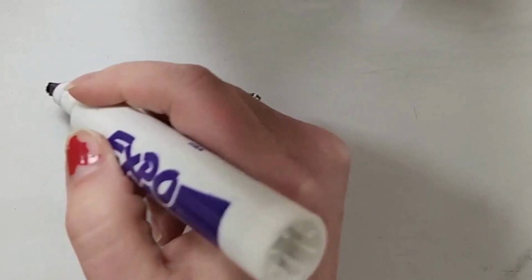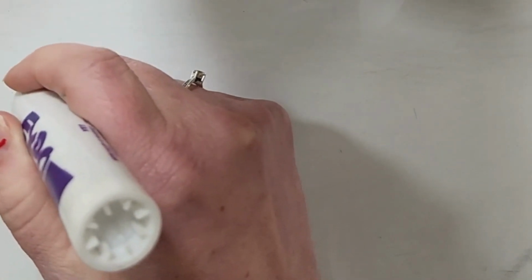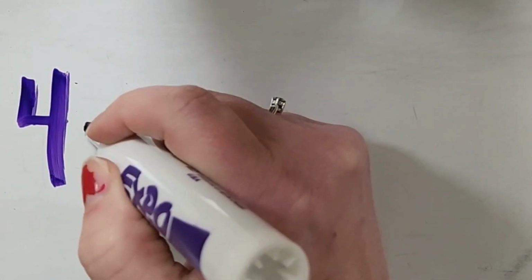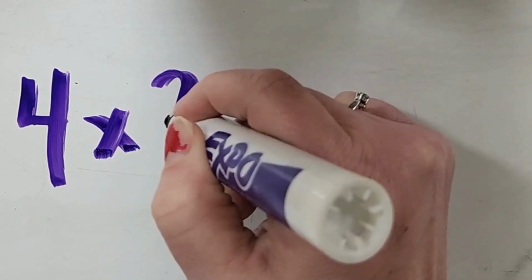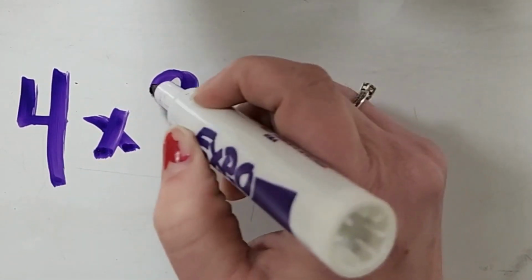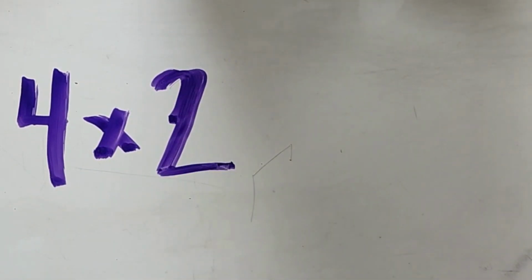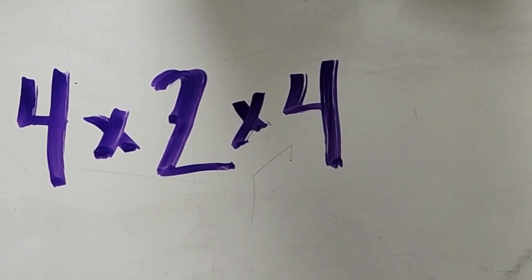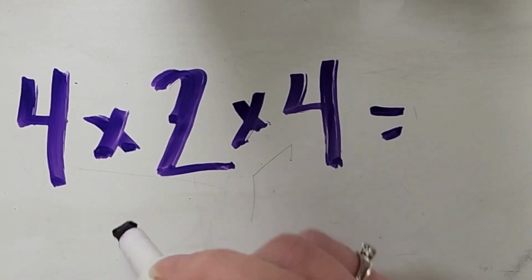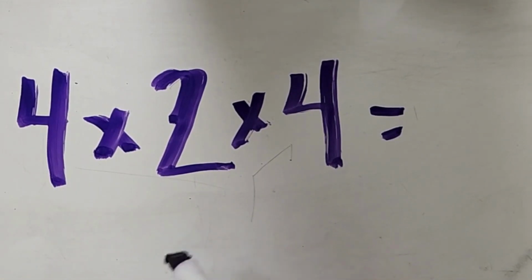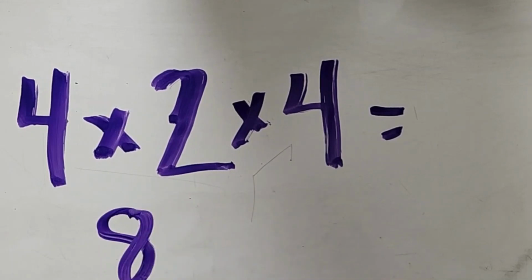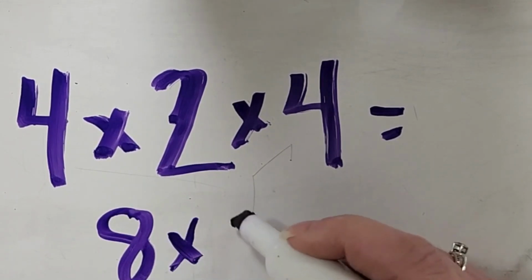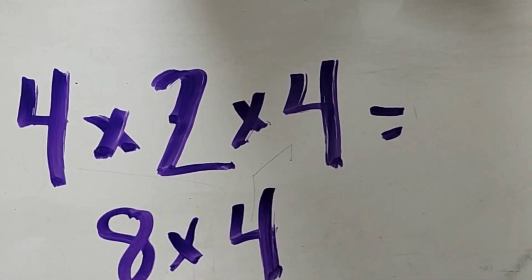So I talk through what we have in our model. We have 4 squares, and each square has 2 rectangles on it. And each of those rectangles has 4 chocolate chips. And so we talk about how I can first solve 4 times 2 to find the number of rectangles I have. So I have 8 rectangles, and each rectangle has 4 chocolate chips on it.